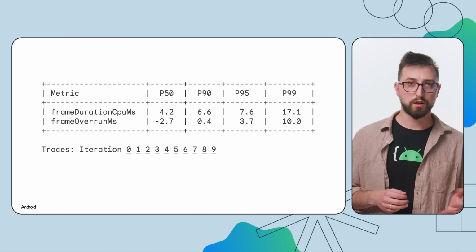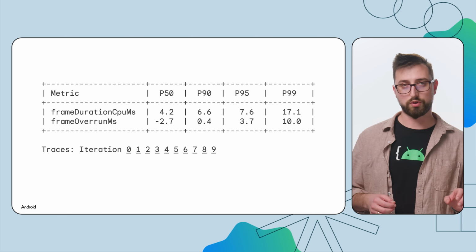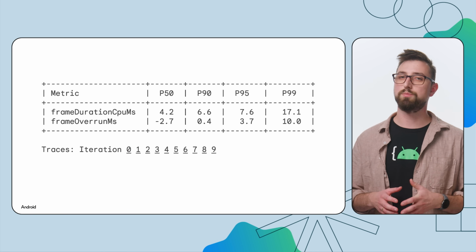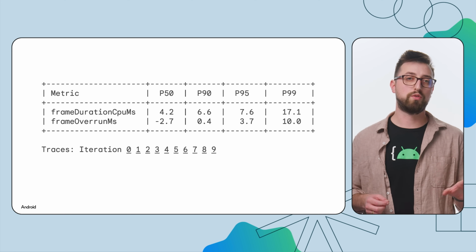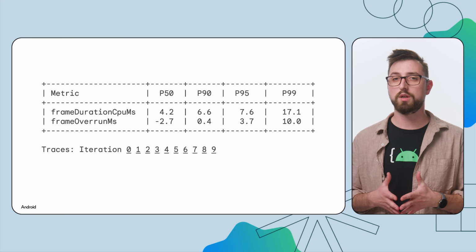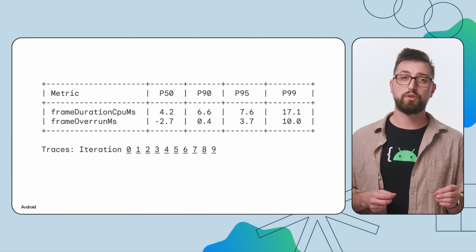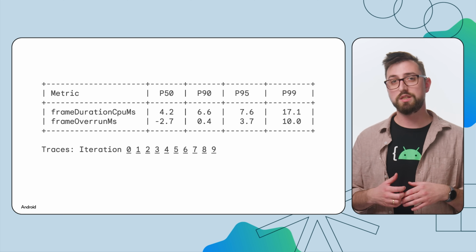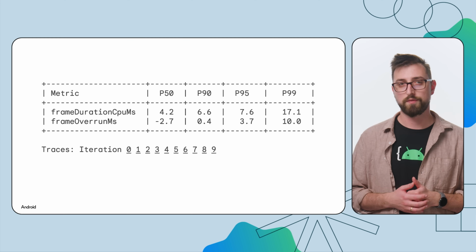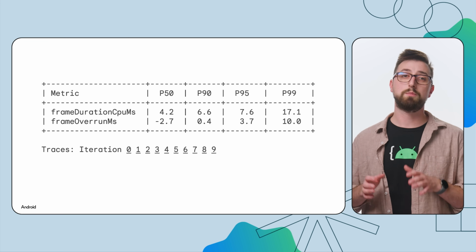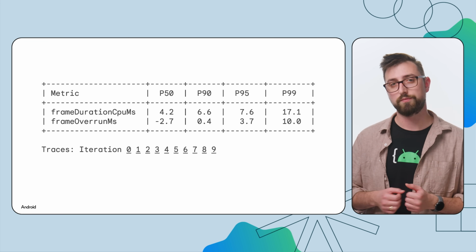When you run the benchmark, you get two metrics: frame duration, which tells you how long it takes to produce the frames, and frame overrun, that tells you how much time there was left until the device's limit. The negative number for frame overrun is good. It means there was still time until the limit. The positive number means there might be some visible jank on screen.